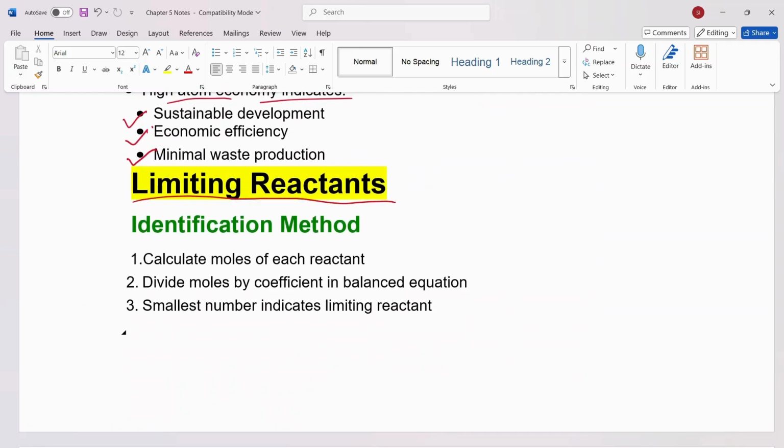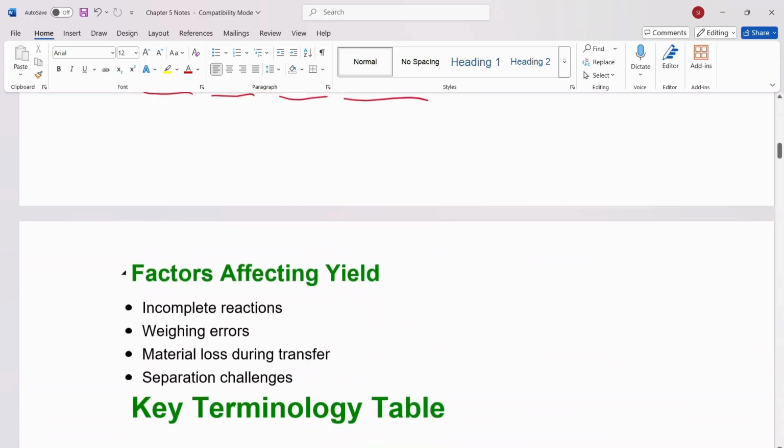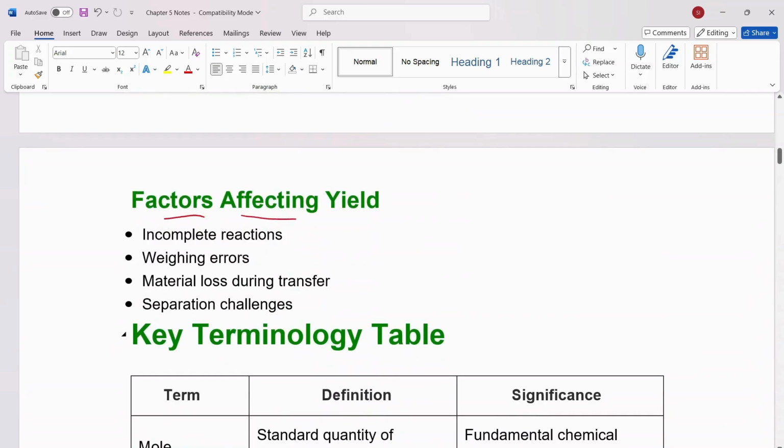Now let's talk about limiting reactants. Identification method is first calculate moles of each reactant. Then divide moles by coefficient to balance equation. And then smallest number will indicate the limiting reactant. Next we have factors affecting yield: incomplete reactions, weighing errors, material loss during transfer, and separation challenges.